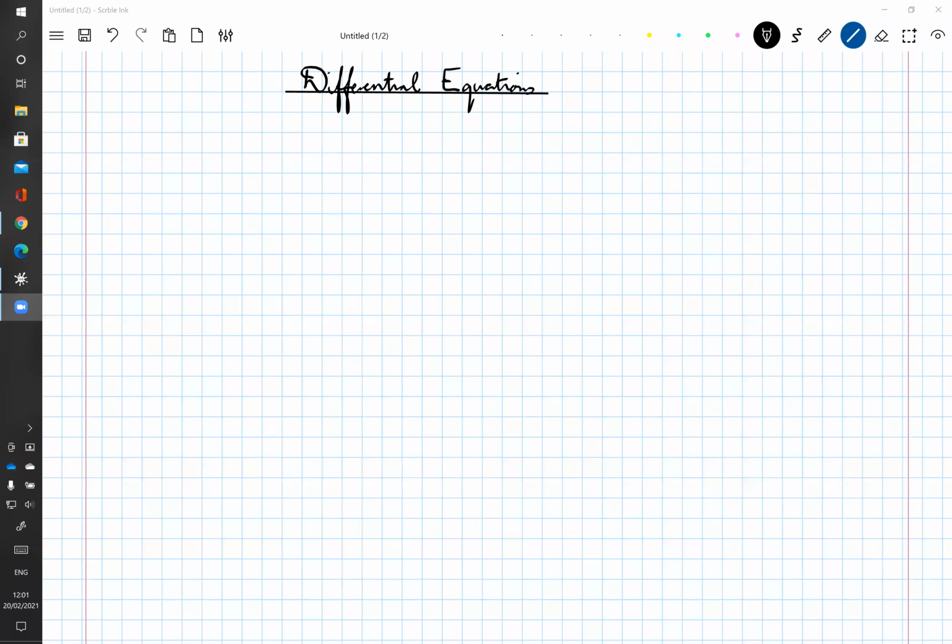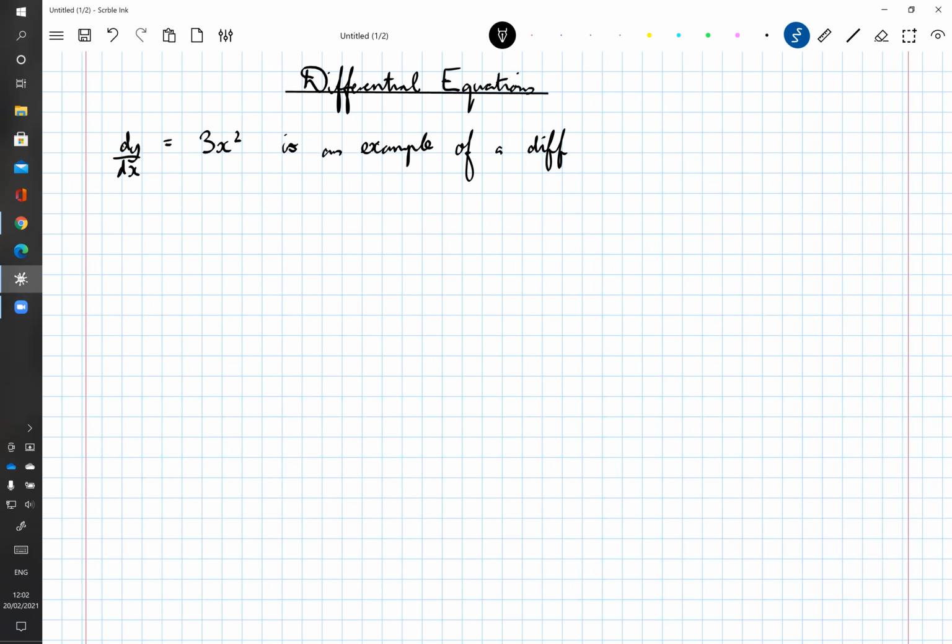And there we go. I'll remember to share my screen as well. So it's an equation with a differential in it. So, for example, dy by dx equals, let's say, 3x squared is a differential equation. So is an example of a differential equation.